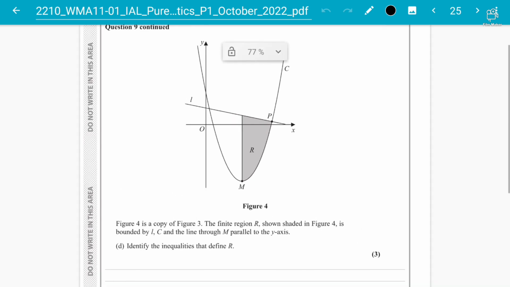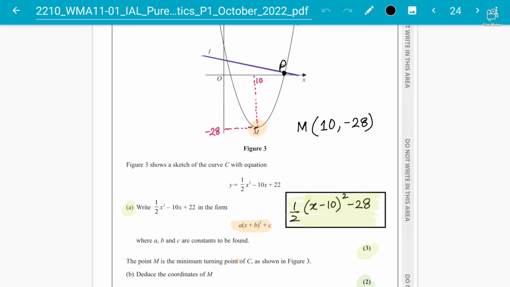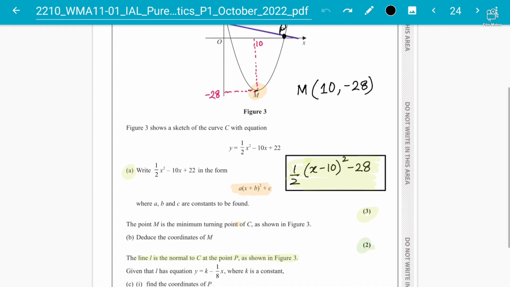When x is 0, what is the y value? I'll repeat, when x is 0, what is the y value? That is the y-intercept. And I already know the gradient, that is negative 1 upon 8.